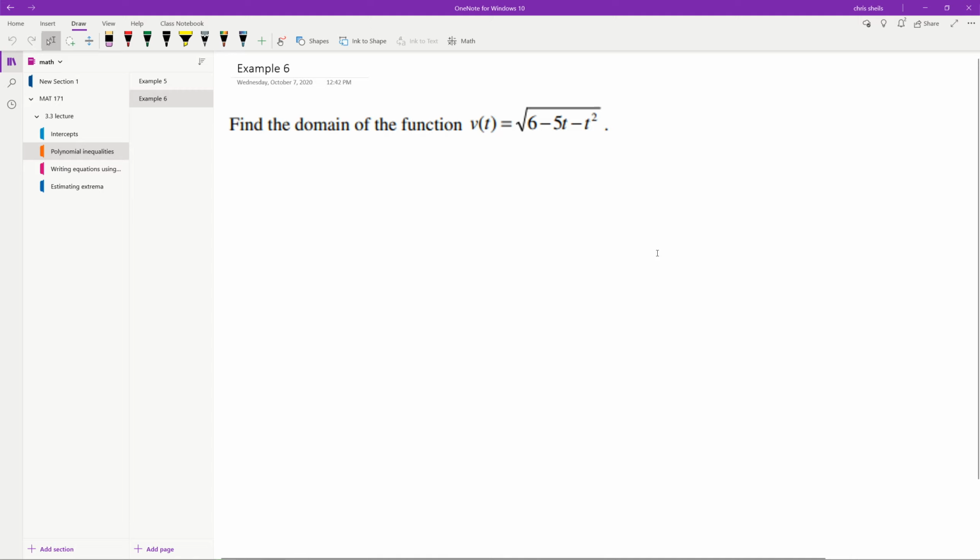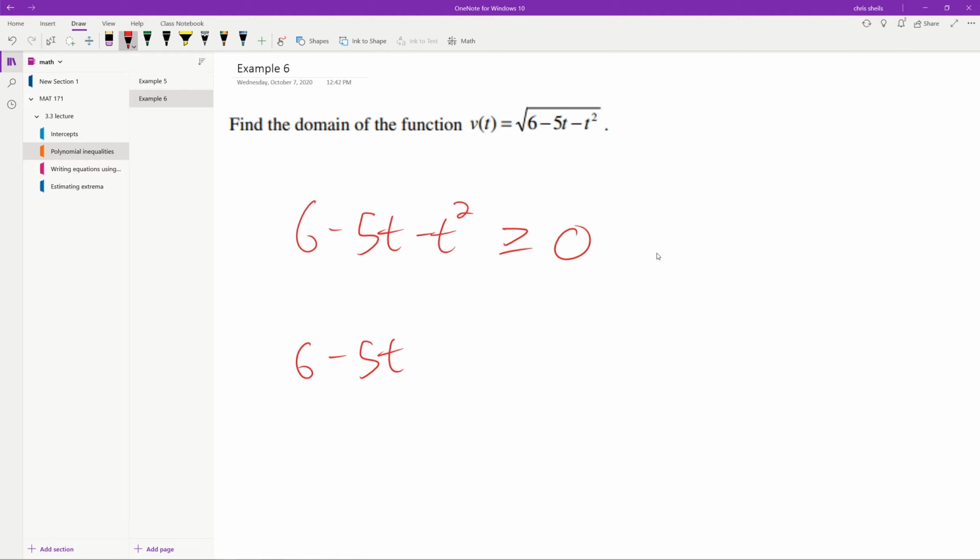Let's look at the domain of this function. So the domain of this function, let's see. Whenever I'm finding the domain of a square root, I want to make sure that whatever is underneath the radical is greater than or equal to 0. So the first thing I want to do is find where this thing is equal to 0.